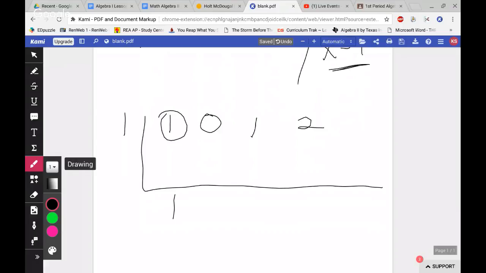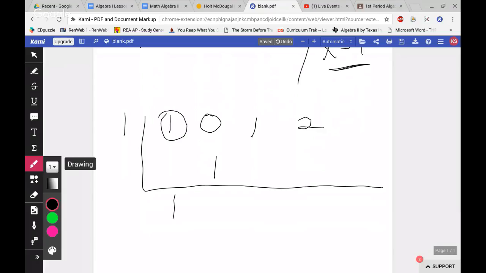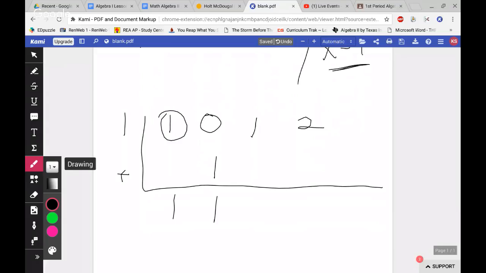Okay, now multiply. So that would equal 1. And then you multiply it by 0, which would equal 0. Well, actually, 0, you have to add this part. 0 plus 1 is 1. And now 1 times 1 is 1. So 1 plus 1 is 2, and 2 times 1 is 2, and 2 plus 2 is 4.